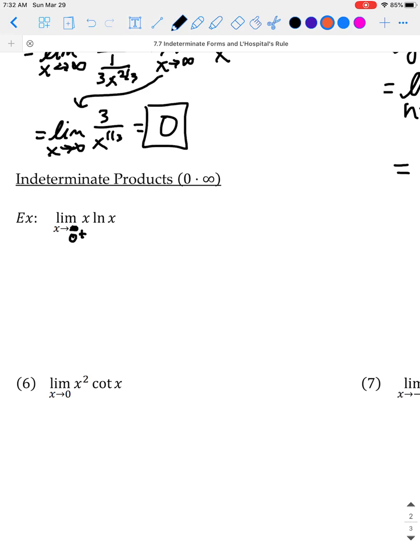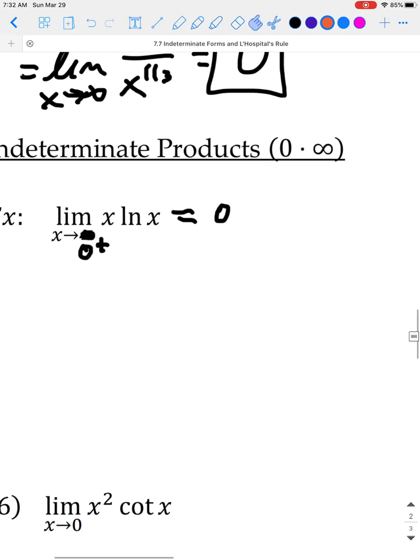So if we look at the first example, we'll need to make a slight change to the notes there. I think I put x approaching infinity for the original example, which would just be infinity. But we're actually going to approach 0 from the right. So if we approach 0 from the right, x is approaching 0, and the natural log is approaching negative infinity. So we get an indeterminate product.